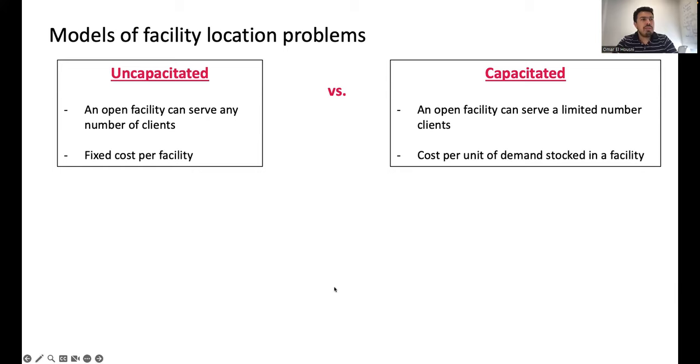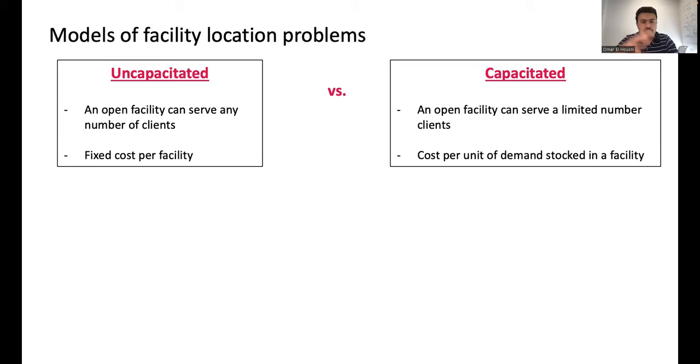Here, again, there are a few variations of the problem. But at a high level, if you open a facility, it can serve any number of clients, but we have to pay a cost per unit for each client, or for each unit of demand that we stock in this facility. So there we qualify the problem as capacitated.